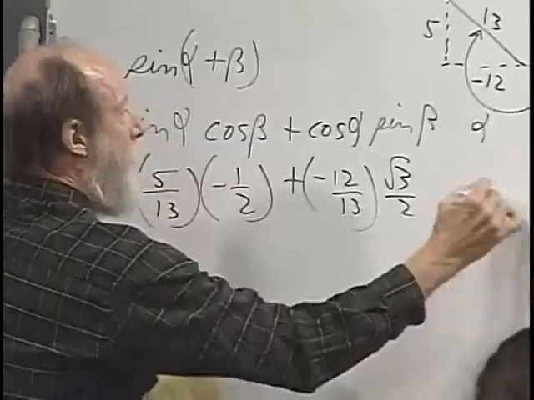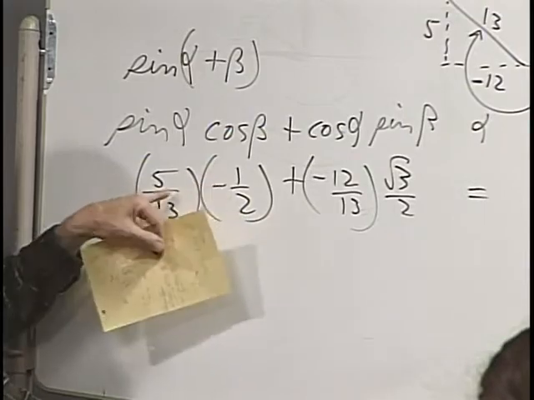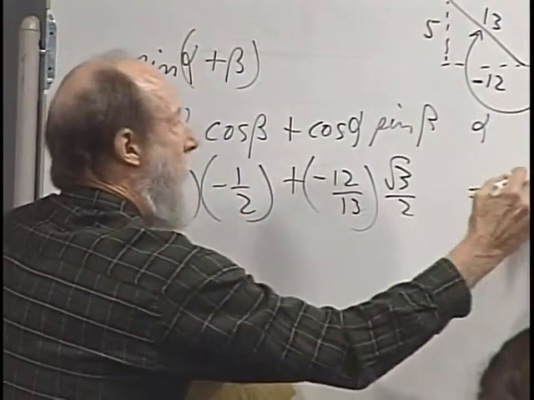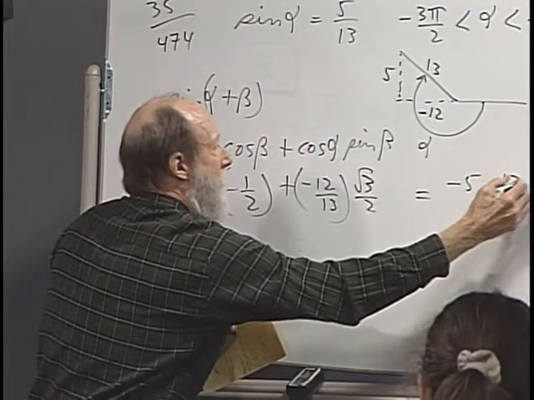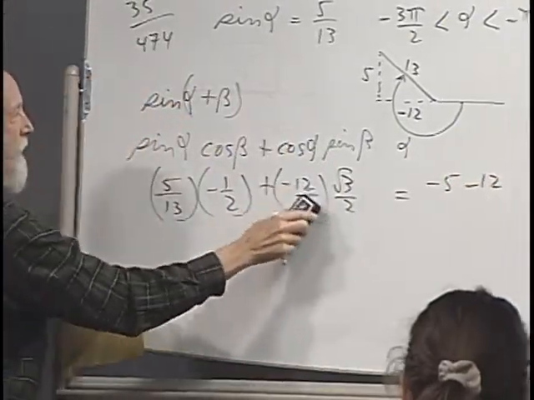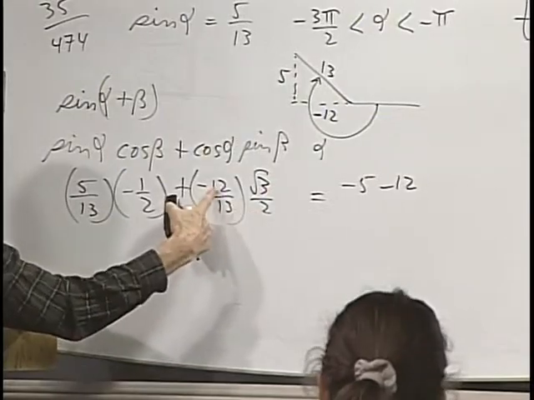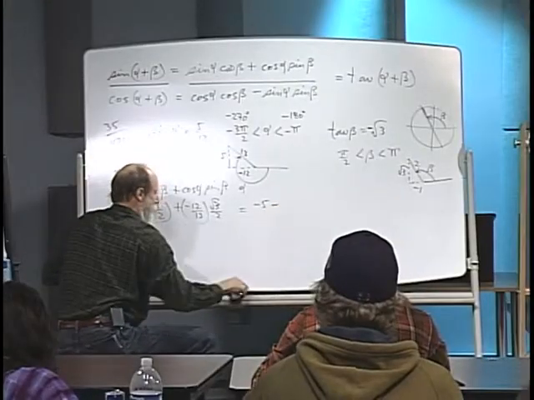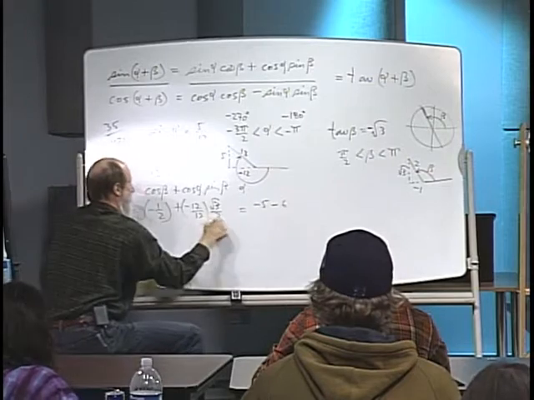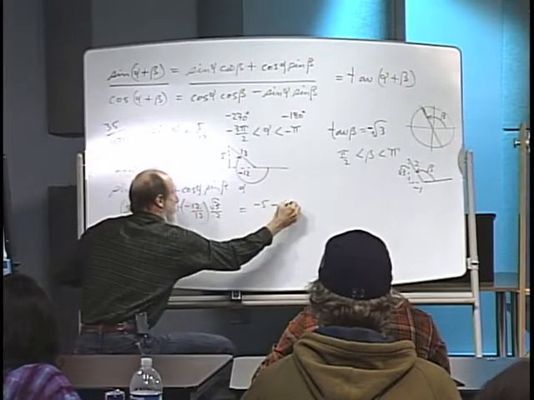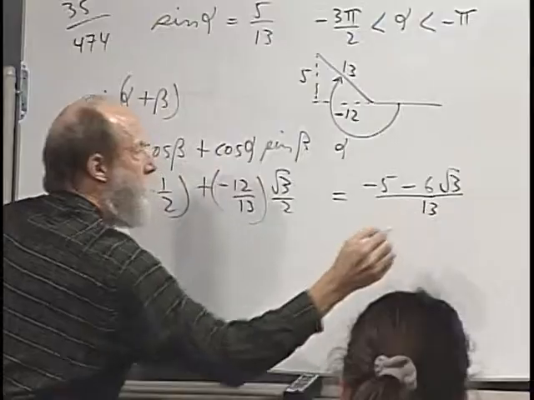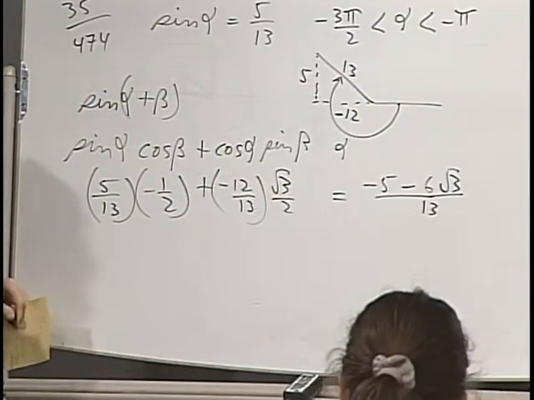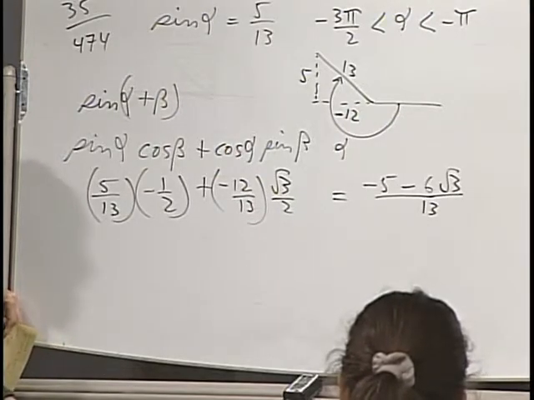And what we get coming out the door on that is -5 minus 12. Well, actually, this reduces right here, doesn't it? The 2 into the 12. Might as well reduce it. 2 up into 12, 6 times. 6 square root of 3 over 13, over the common 13. Any questions on that?